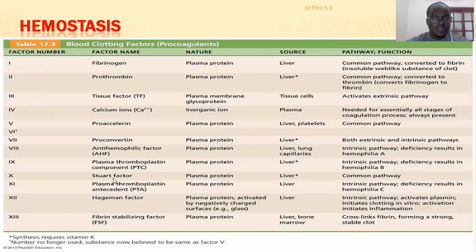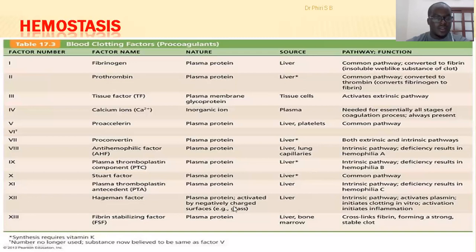But there's factor 10 here, which is called Stuart-Prower factor. So it's a plasma protein that is produced by the liver. So it also requires vitamin K. Then factor 11, this is plasma thromboplastin antecedent factor that is produced by the liver, and it's also involved in the intrinsic pathway. If you lack factor 11, you suffer from hemophilia C.